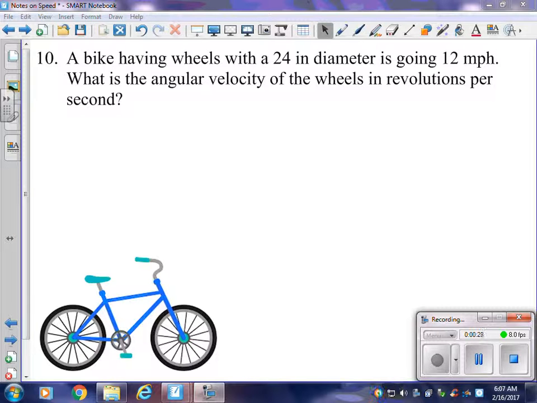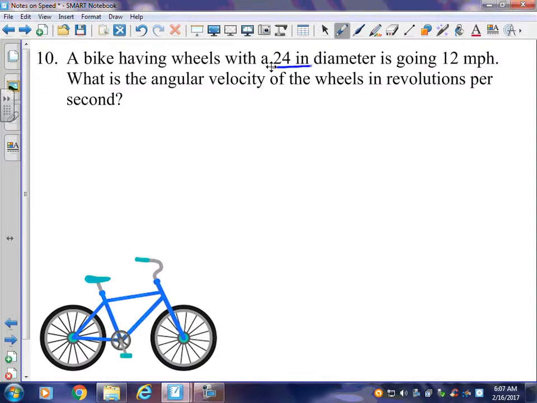You really need to make sure you understand these formulas. As we read this first problem, it says a bike having a wheel of 24 inches in diameter. I can't stress enough that the moment you see the word diameter, go ahead and write down what the radius is. The radius is 12 inches, half of the diameter. The reason you want to do that is so you don't forget and plug in diameter by mistake. And then it says you're going 12 miles per hour.